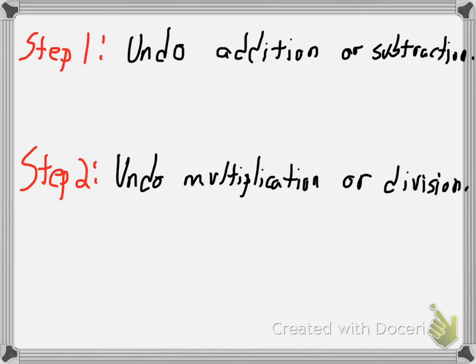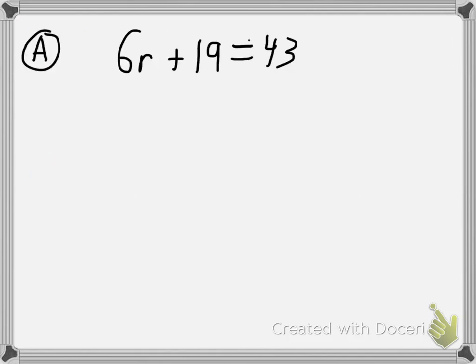Second step is to undo multiplication or division. So after we've undone the addition or subtraction, then we undo the multiplication or division. And again, we use inverse operations to do that. So again, first thing is undo addition or subtraction. Second is undo multiplication or division, whatever the problem tells us. So let's look at an example here.